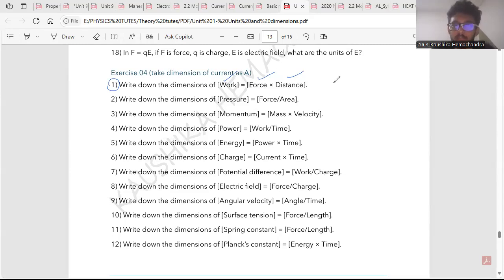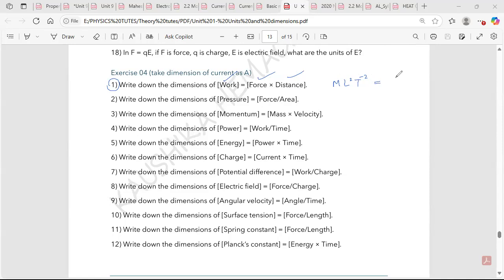So for work, it's ml squared t minus 2. That should be equal. We don't know whether it's equal; we're checking, right? Force into distance. Force is ml. Force is like, you know the unit now? kg m s minus 2. So kg is m. M is L, right? Here meters is L. S to the power minus 2 is T to the power minus 2. Here also it's kg m squared s minus 2.